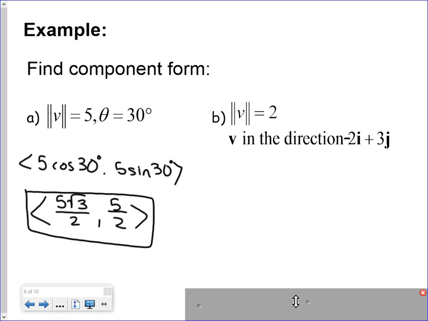So with your group, jot this down. The magnitude of V is 2. And then we want the direction of V to be negative 2i plus 3j. Okay, so brainstorm with each other. How would you be able to get the component form?